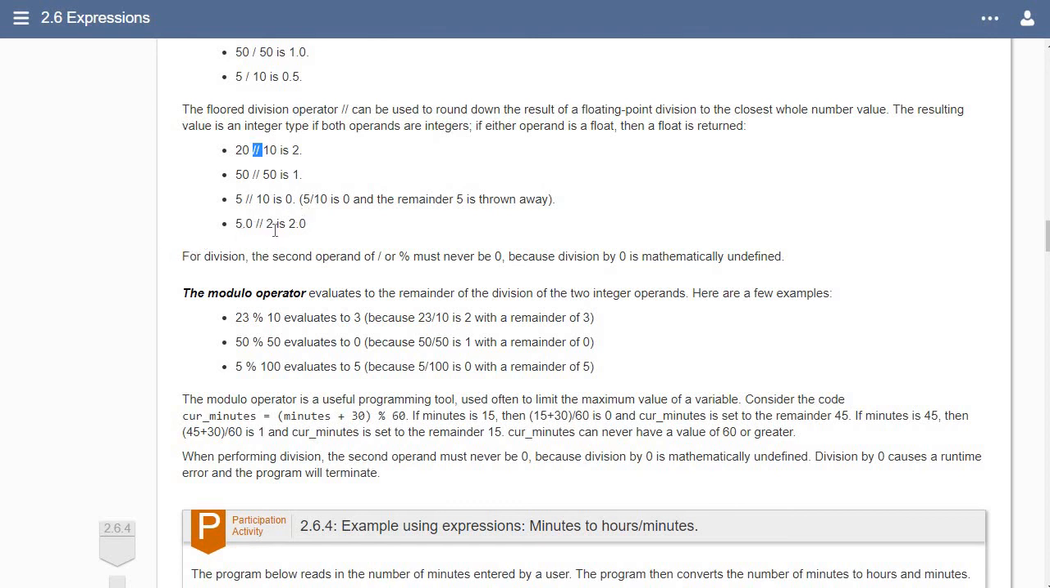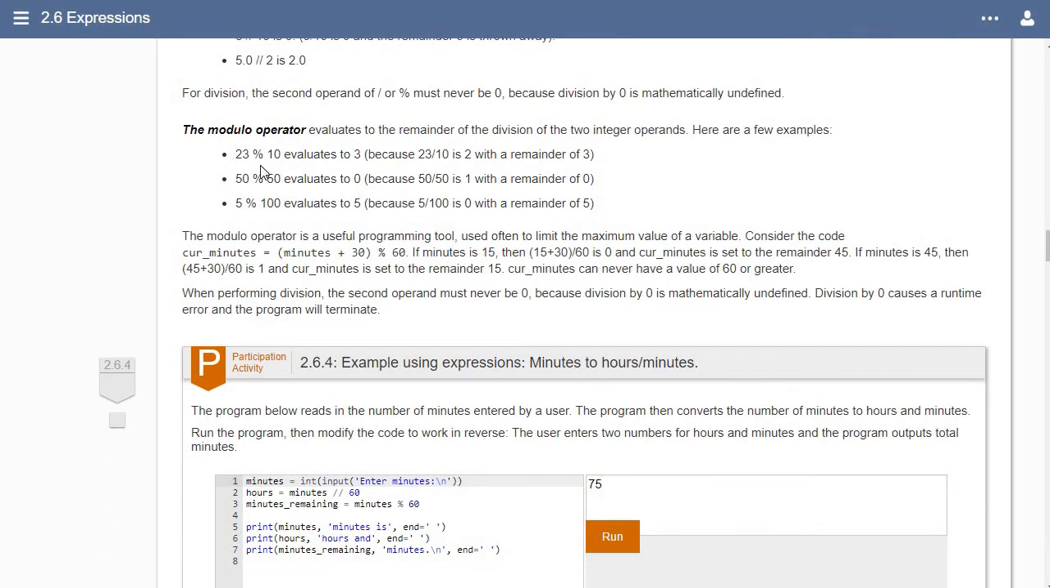5 divided by 2 is 2. Even though there's 1 left over, we drop the remainder. And then here we are using modulus. 23 mod 10.